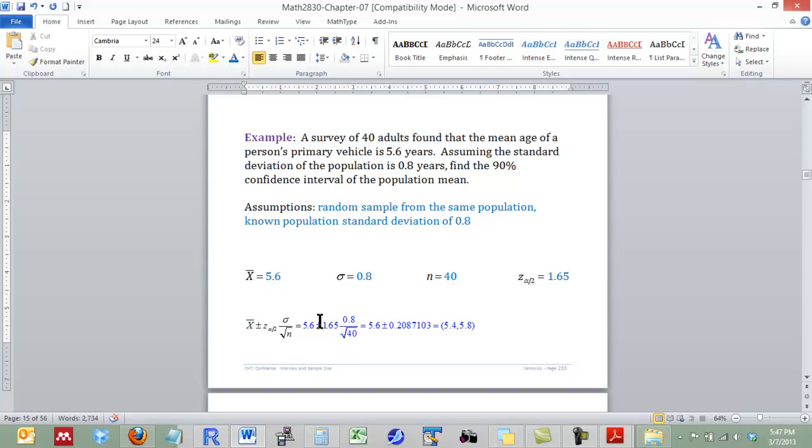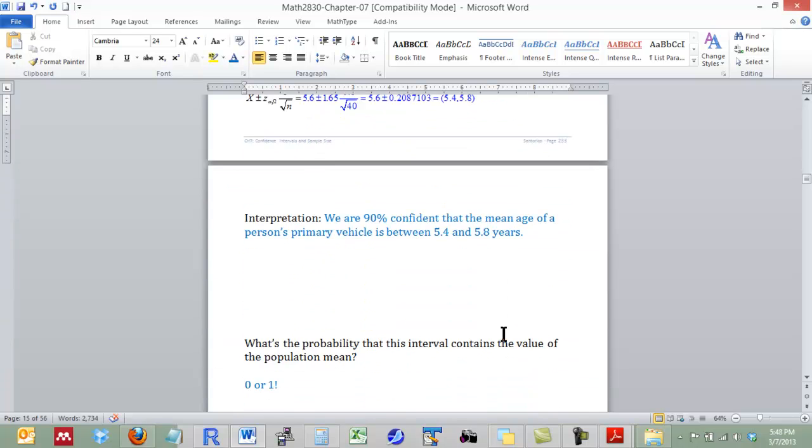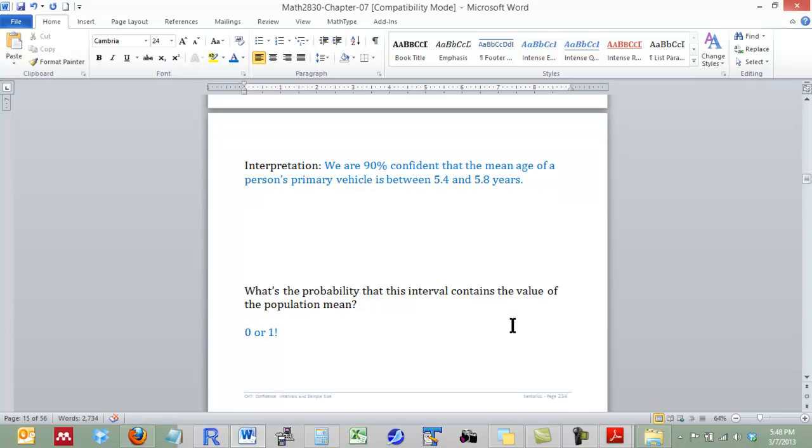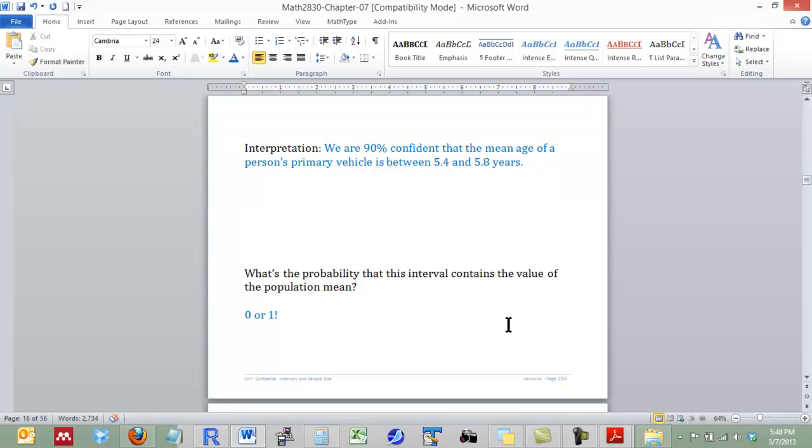My margin of error, the second quantity I calculated first, is 0.208 something. And 5.6 minus that, rounding to the same precision as my mean, gets me 5.4. When I add that margin of error to my sample mean, I end up with 5.8. So interpretation-wise, I am 90% confident that the mean age of a person's primary vehicle is between 5.4 and 5.8 years. Watch that 90% confident: I'm confident in my procedure.